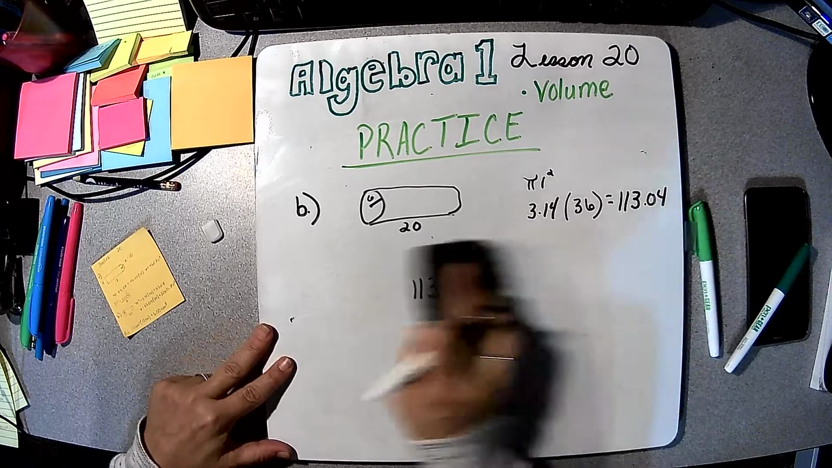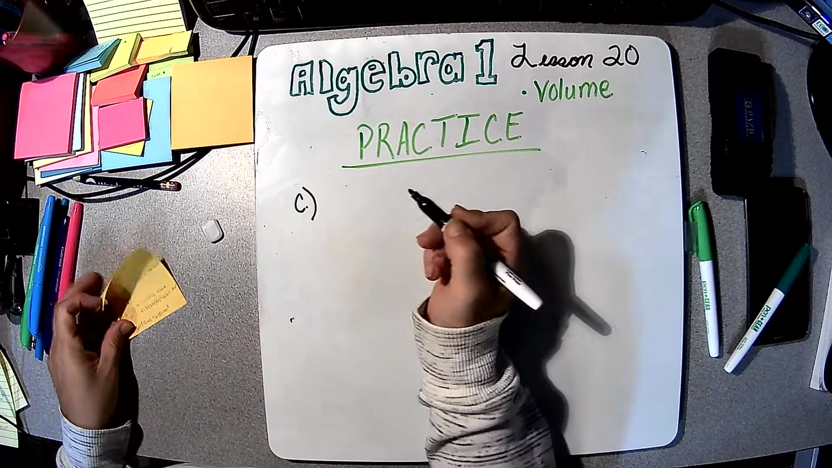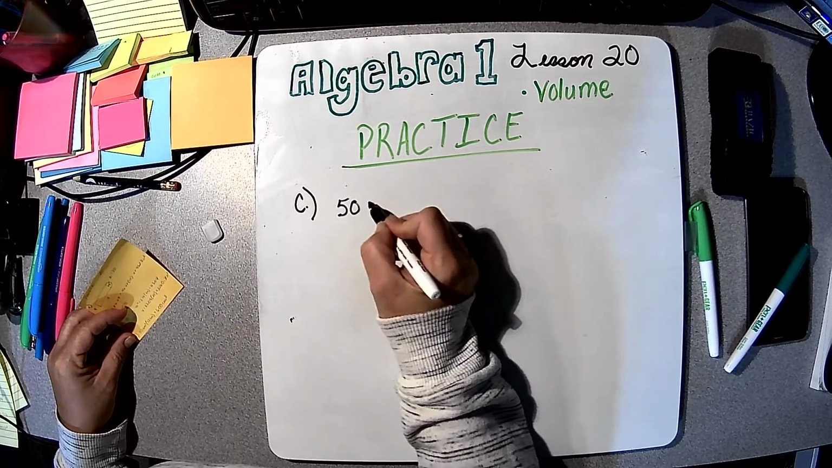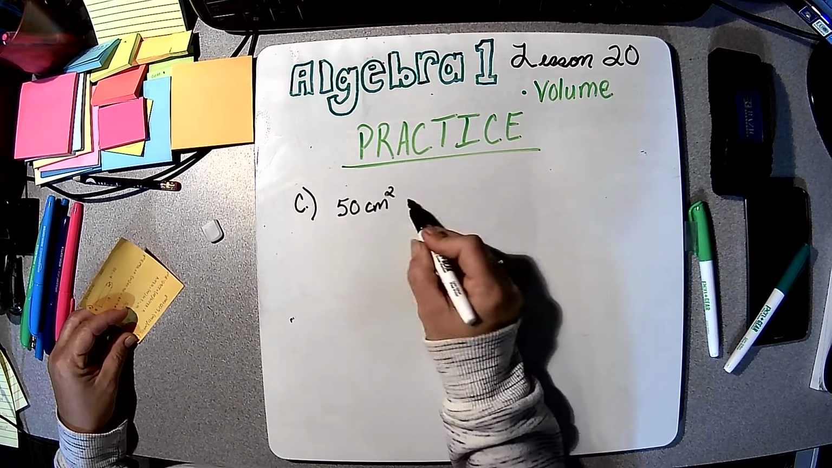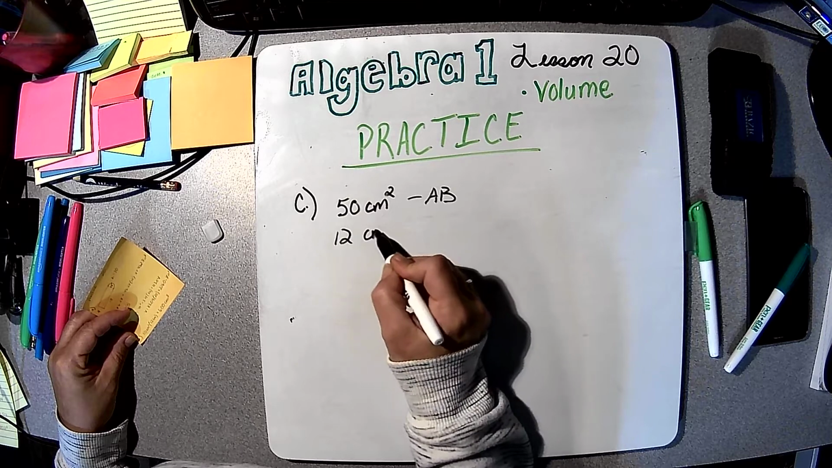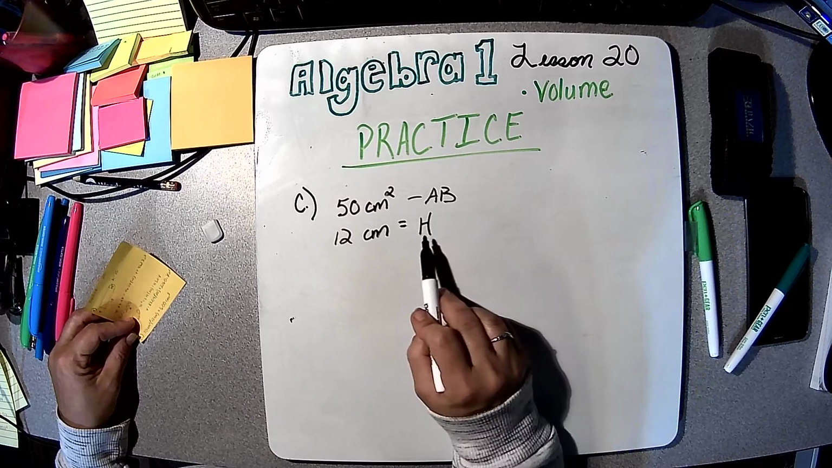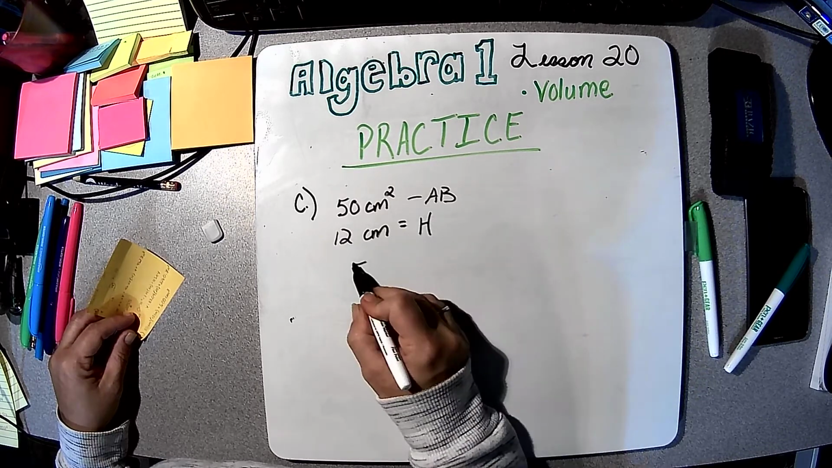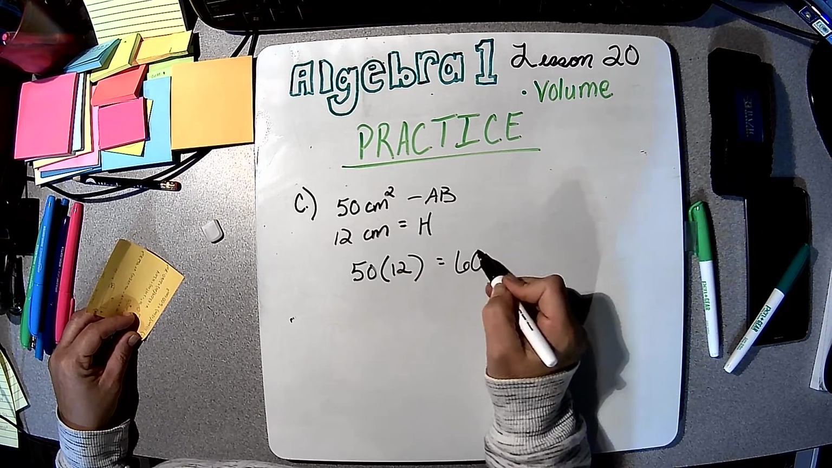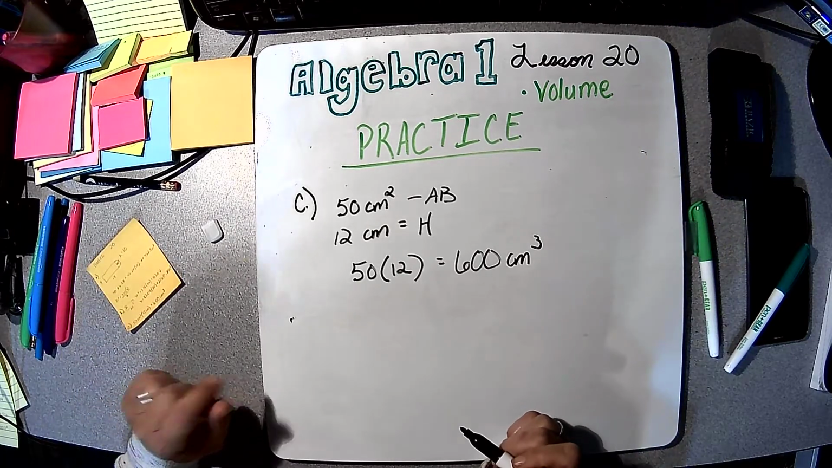All right, and then one more. This is C, and it gives you a crazy looking figure, but it tells you the area of the figure is 50 centimeters squared is the area of the base. And then the height is 12 centimeters. That's the height. And we know we need to multiply area of the base times the height, so we just multiply those together. 50 times 12, which equals 600. And this is centimeters cubed. All right, so there's C.